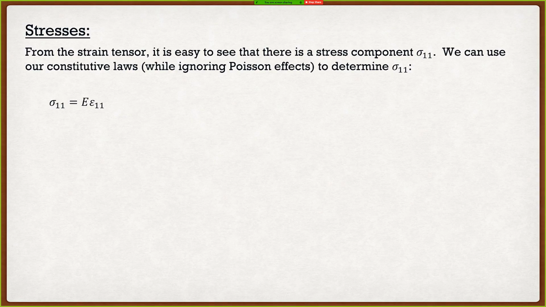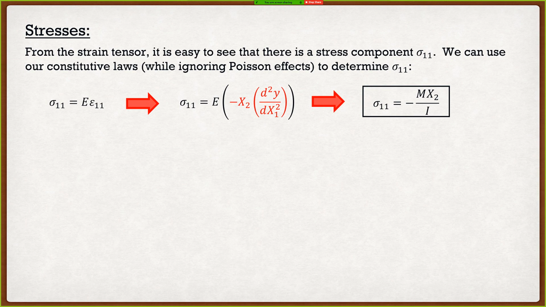Now, if we look at epsilon 1,1 in there, well, we just figured out what that is in the previous slide. It's negative x2 multiplied by the second derivative of that deflection function. All right, so this is where we come from, and then we can actually simplify this once again into sigma 1,1 is equal to the negative moment function times x2 divided by I.